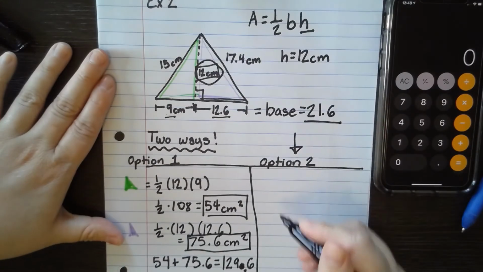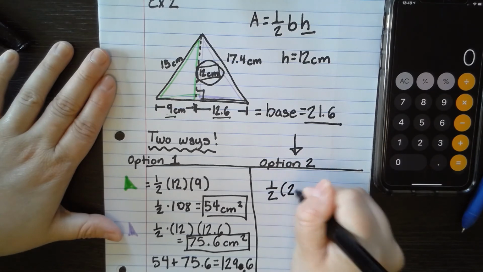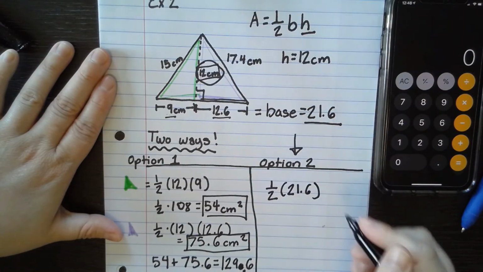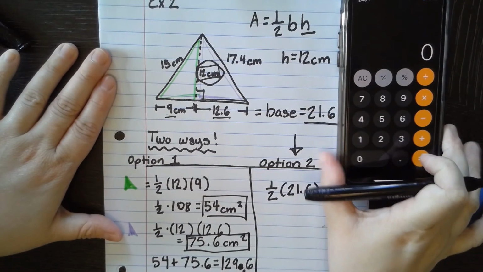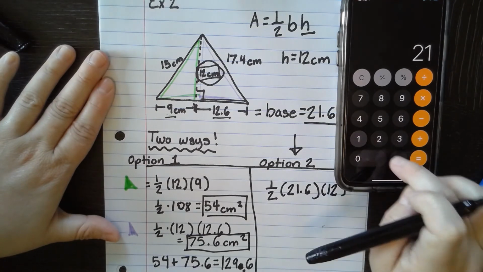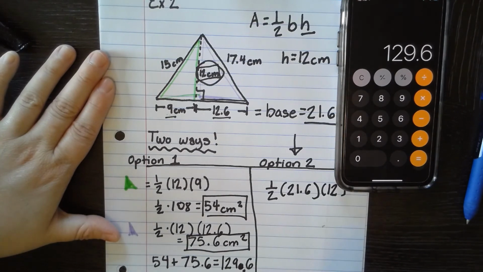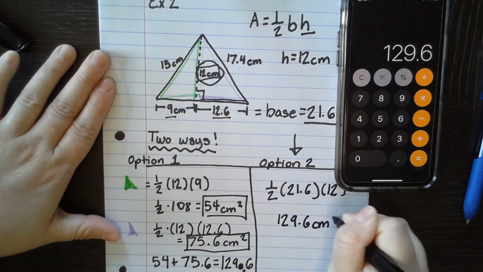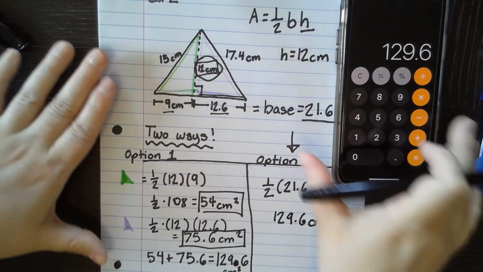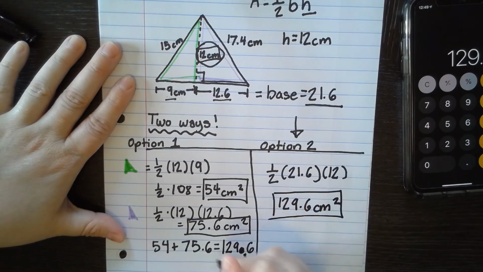So that will be, area is 1/2 base times height. That base is 21.6. That height is 12 centimeters. I will multiply and solve this now using my calculator. 21.6 times 12. And then I will divide that by 2. And notice, we indeed did get the same answer as over here, which is 129.6 centimeters squared. Two different ways, two different options, but we still got the same answer.